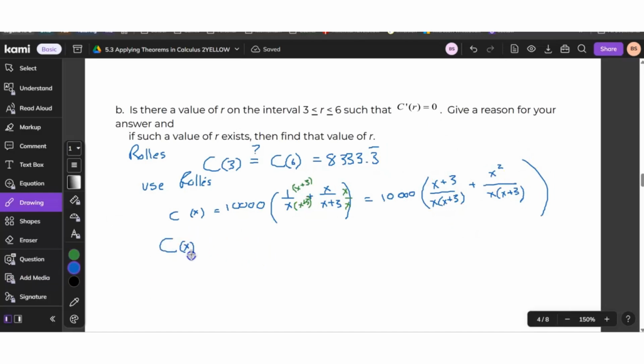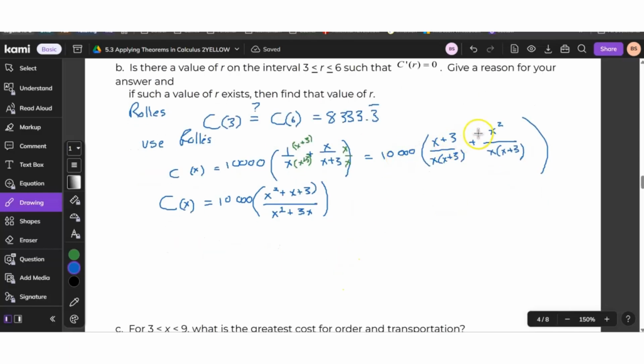Which means that c of x is really going to be 10,000 times x squared plus x plus 3 over, might as well simplify that, x squared plus 3x. I'm just doing that because now I can take the derivative more easily. I'm just literally putting these together, guys. Don't overthink it. We're literally just rewriting this as a single fraction. Now I can take the derivative.